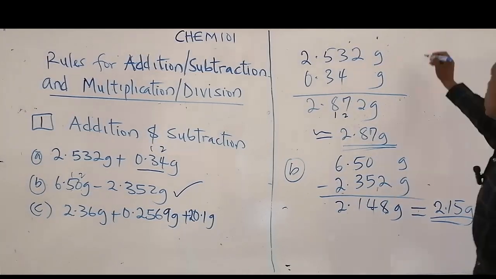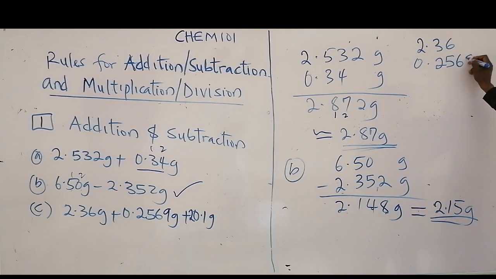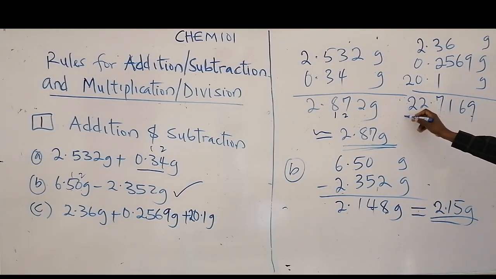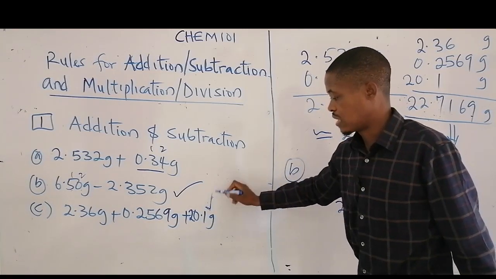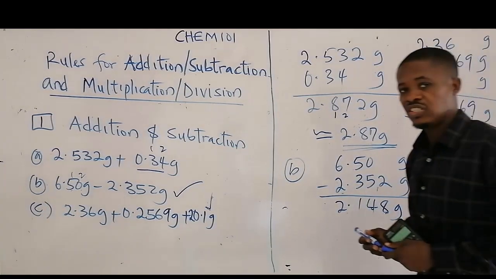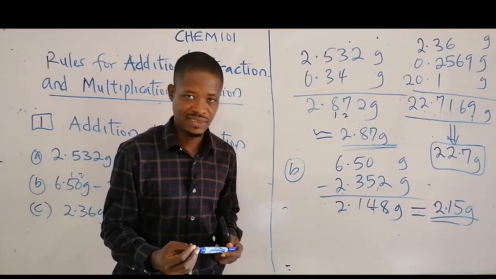For the third one, we have 2.36, we have 0.2569, we have 20.1 gram. So that will be 9617. That's 22.7 gram. So the final conclusion, go to that place. What is the least decimal place there? Is 1 decimal place. That's the least decimal number here. So our answer will be 22.7 gram. So that's that on addition. On addition, your answer will take the lowest decimal place.